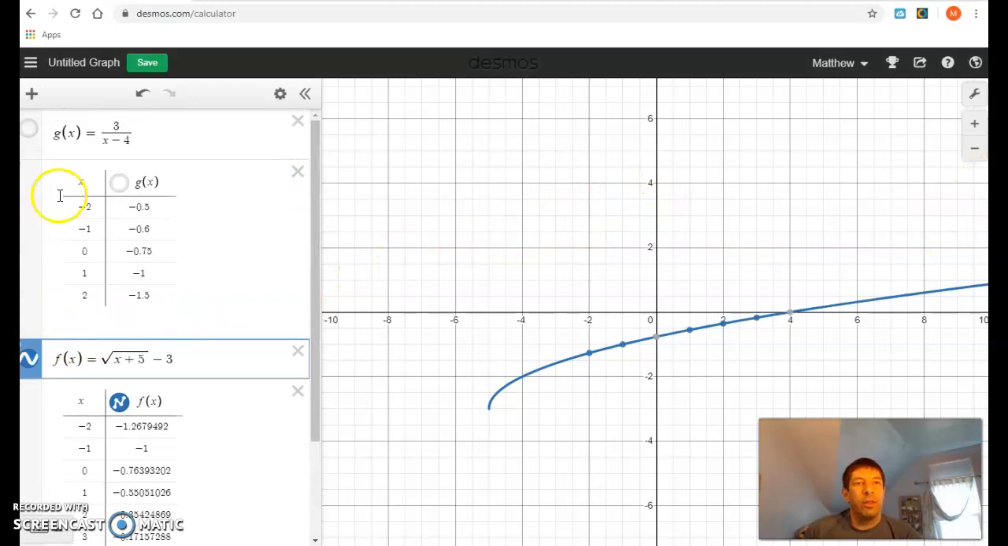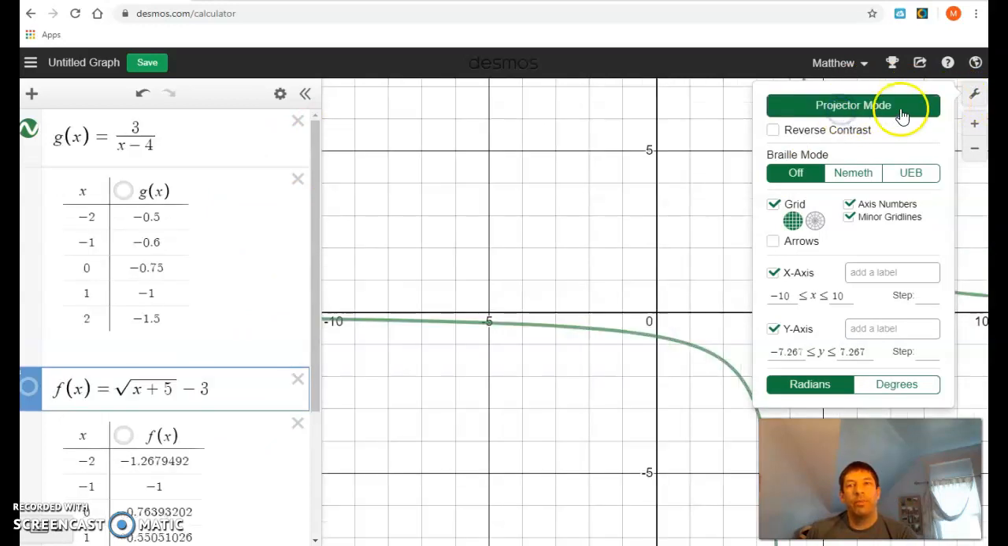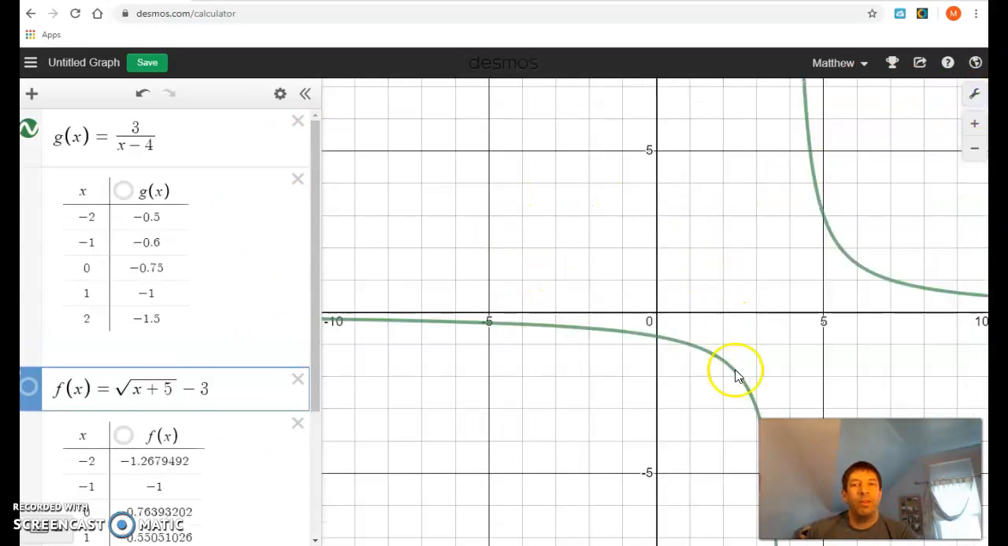g of x equals 3 over x minus 4. So step 1 was write the equation. I've got the equation. Step 3 I had was the table. So I've already done the table for you. Step 2 was to graph it. So I'm just going to get rid of this graph here and put this one up. So there's the graph for this one. I'll just make that a little bit easier to see too. So we've got the graph. So equation, table, graph. Now let's identify some key points.